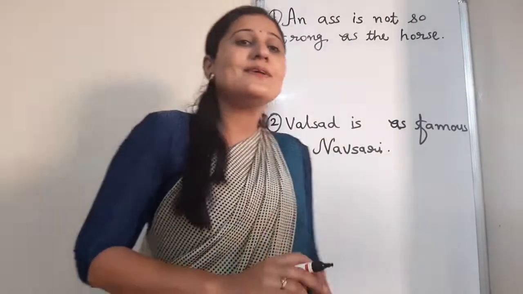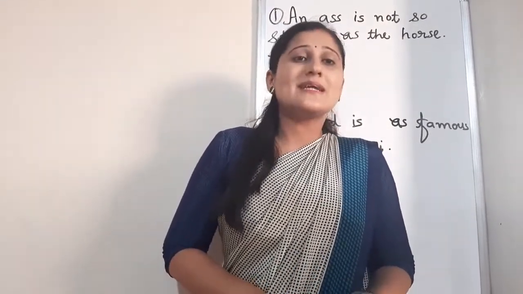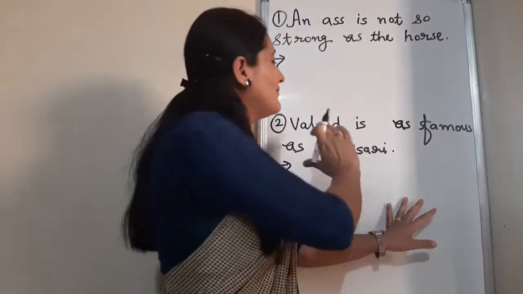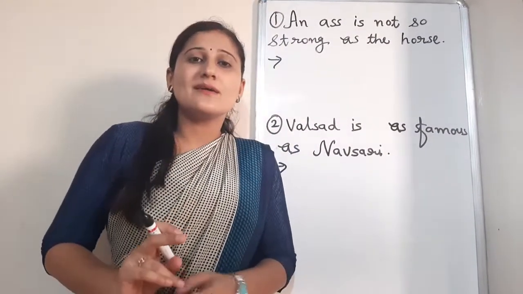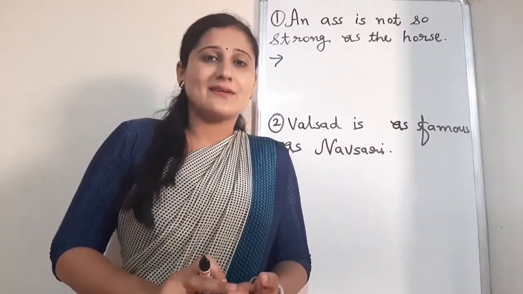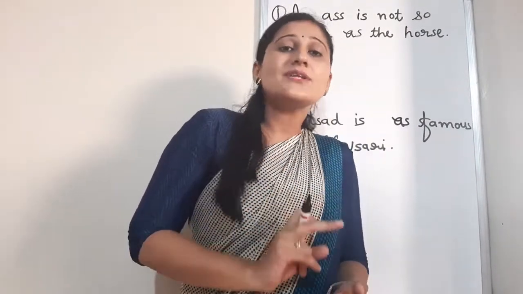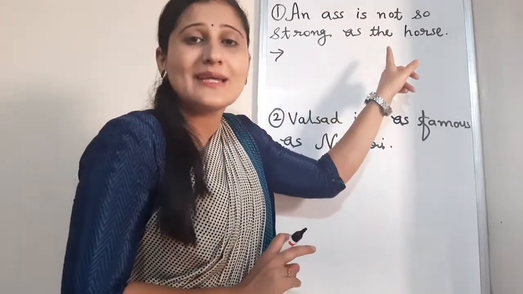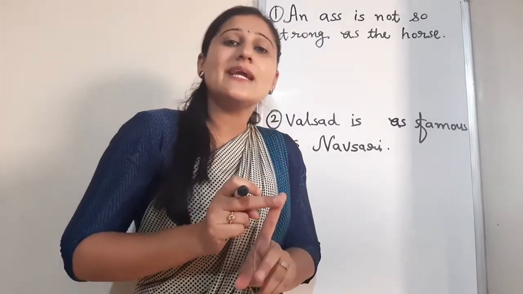Alright, after the rules, let me just tell you that if an example is given, what to check first. Just imagine, in the exam one sentence is given. Then, first of all, what to check? Which degree is that? After checking that, you have to see whether the sentence is positive or negative. What is first? Check which degree it is.